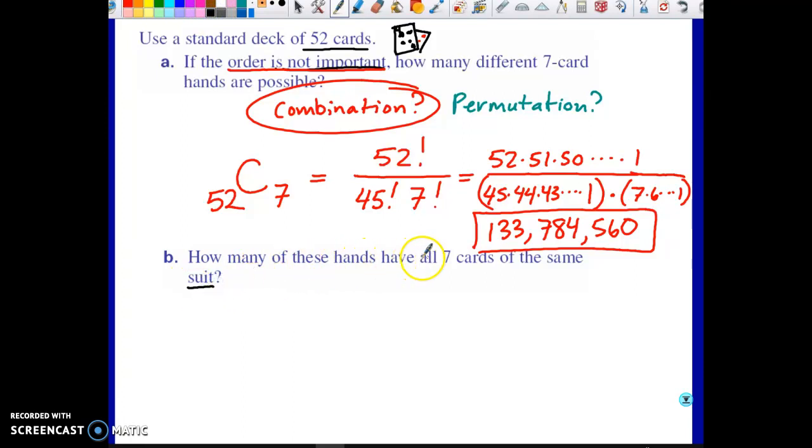How many of these hands have 7 cards of the same suit? This requires you to know what suits are. There are 4 suits. There are clubs, and the club looks kind of like a clover, so it has 3 leaves, and it has a stem on it. So that's a club. All right, the spade is supposed to look like a shovel or a spade. And so it's a fancy shovel because it has an interesting point on it.